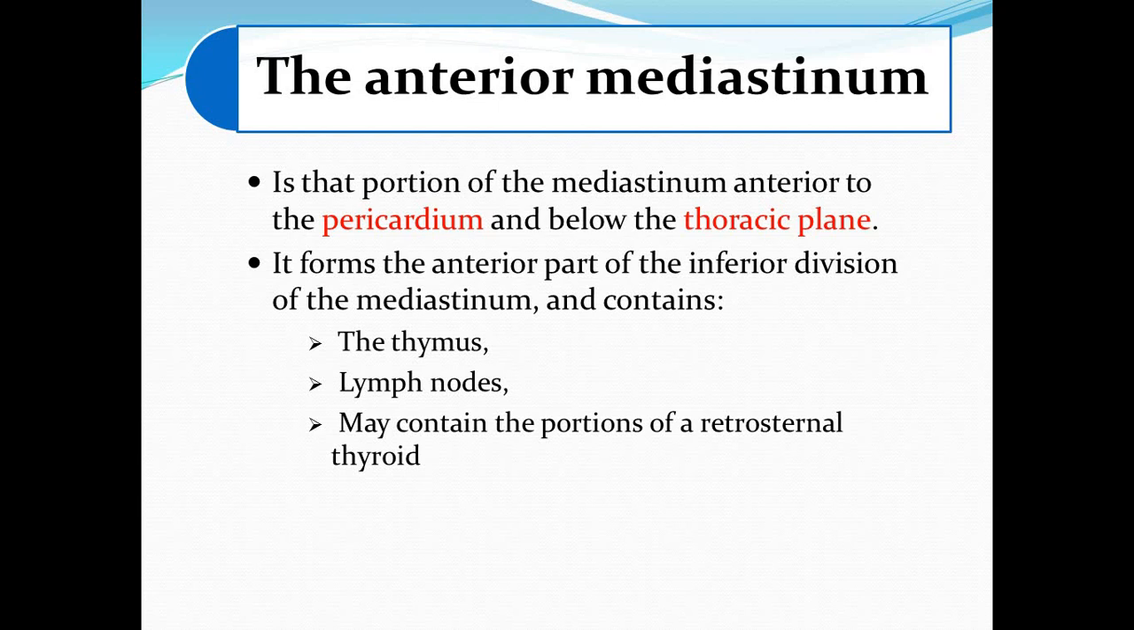Then we move on to talk about the anterior mediastinum. Where is this space? It's below the thoracic plane, posterior to the sternum, anterior to the pericardium, right? So the contents of this location are not so much. There is maybe a portion of the thymus, some lymph nodes. We'll talk about them shortly, and it may contain a portion of retrosternal thyroid if present.